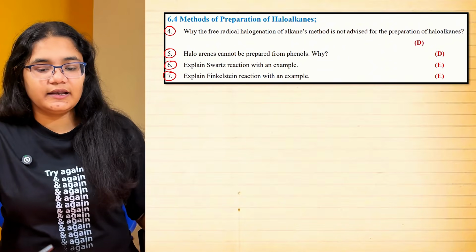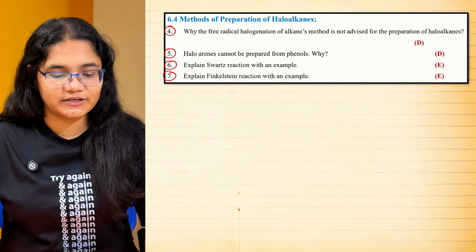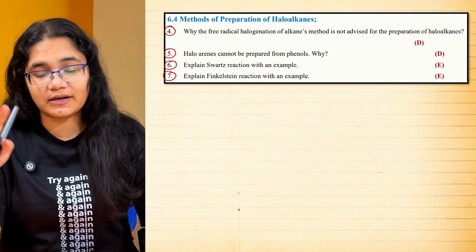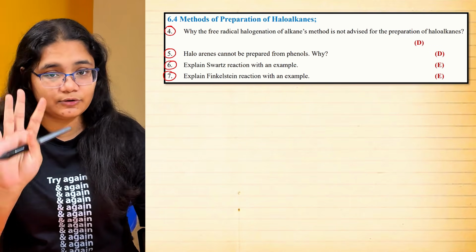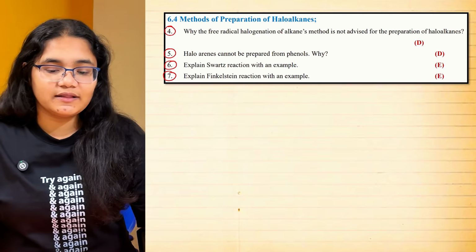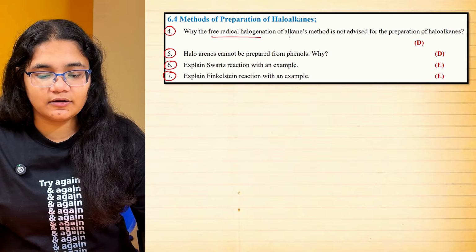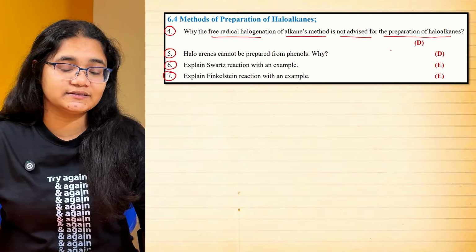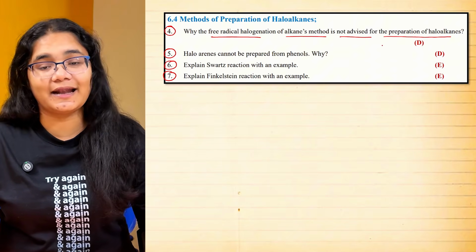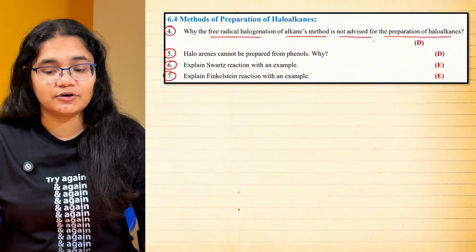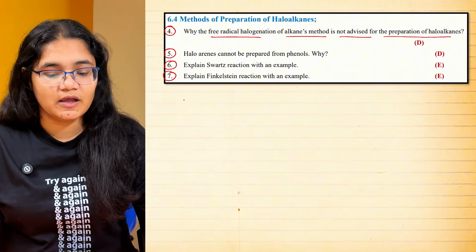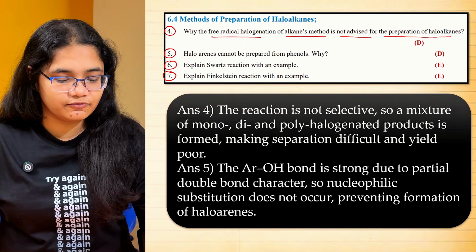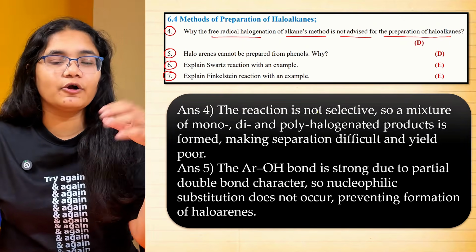Next, let's do some questions. All the questions which I have marked with a circle are important questions that can be asked, so you need to prepare them. Why is the free radical halogenation of alkanes method not advised for the preparation of haloalkanes? Why do we not use this free radical mechanism for the preparation of haloalkanes? That's the first question. Now what is the answer? The first point is, when you do the free radical mechanism, the product is not selective.